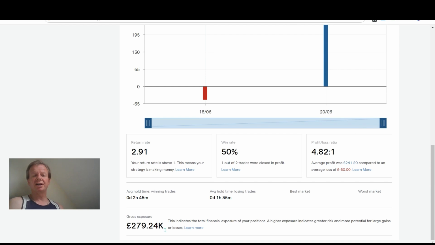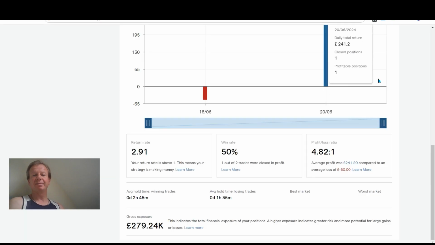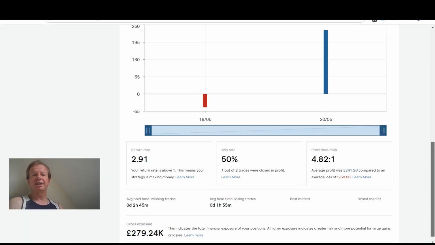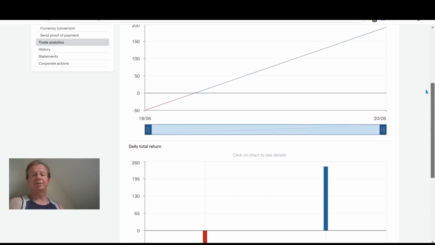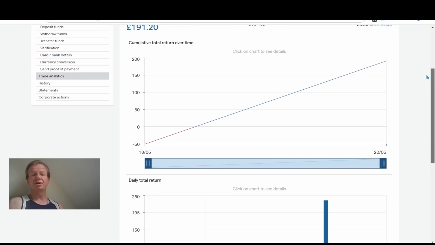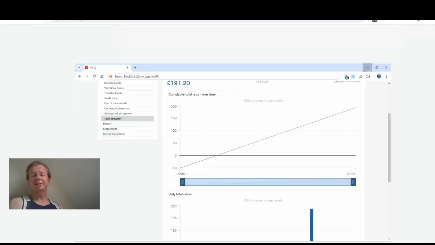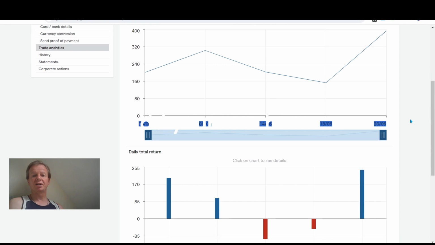And then this gross exposure down here, you don't really need to know about. It says 279.24. I'm not risking that. Theoretically I am, but I'm not actually got that money on the table, but that's due to leverage. And then if you look at the chart, obviously because there's only 2 trades, it's a straight diagonal line, £191.20, and that's just for the week on a very small account. And then here is the monthly chart.